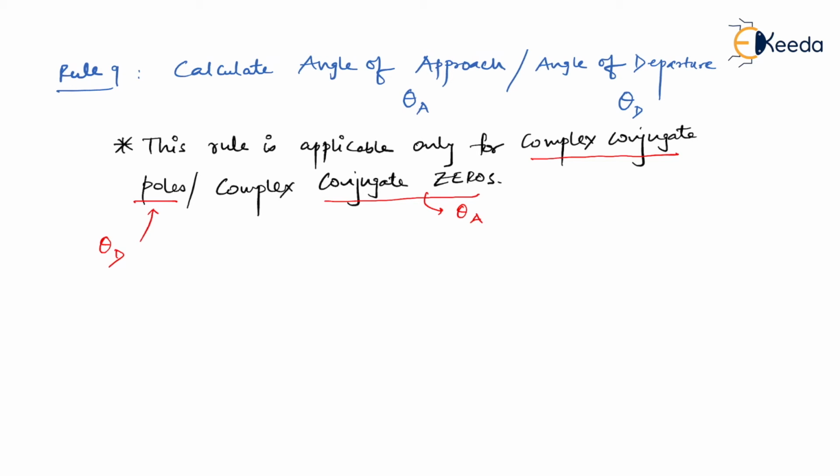So what is angle of approach? What is angle of departure? Let us understand with a small example, and of course we will understand it along with the formulas. First of all, we will understand the angle of departure concept. For that, if it is regarding theta D, then complex conjugate poles are necessary. So let us assume complex conjugate poles like this. Let us say we have one more pole here and we have one more zero here, that is after the pole. Let me draw it.